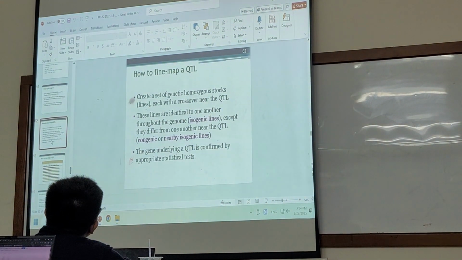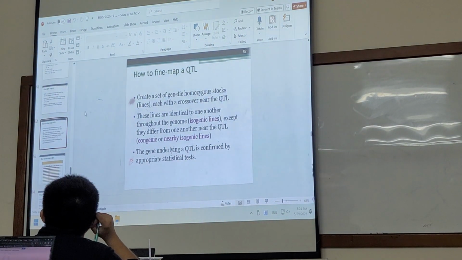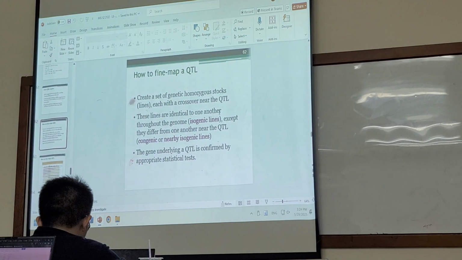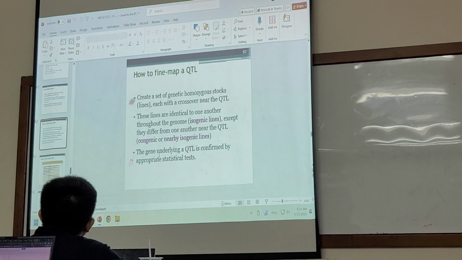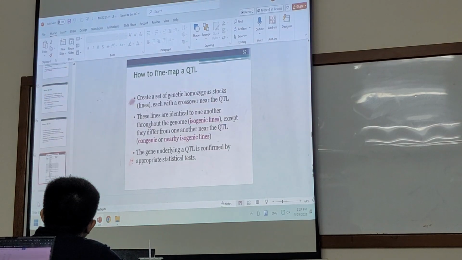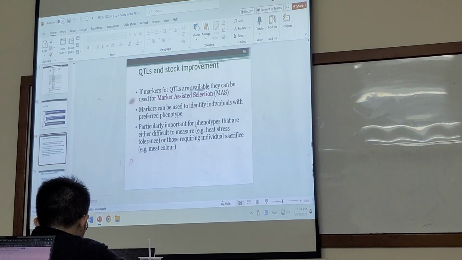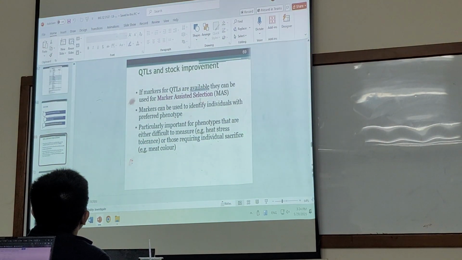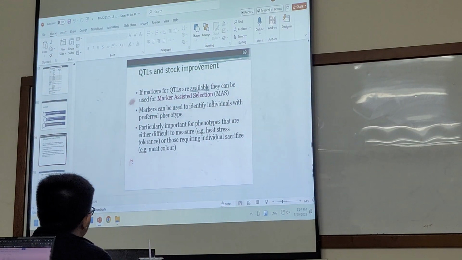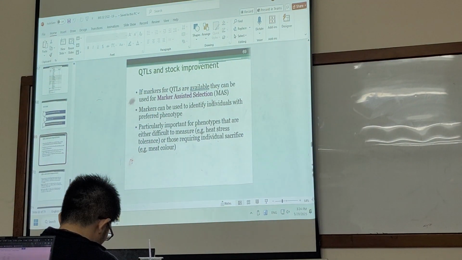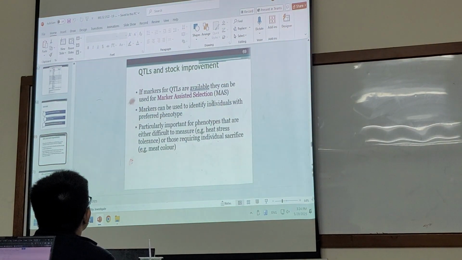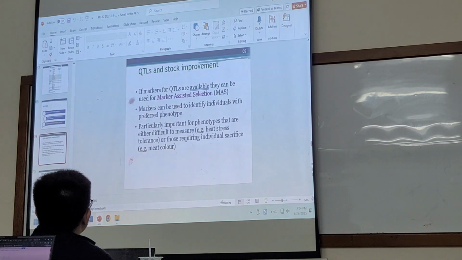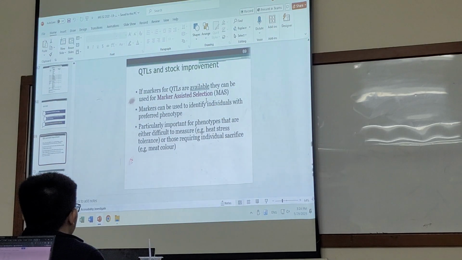This slide explains the isogenic line or congenic line, and the definition of isogenic lines and congenic lines. Marker assisted selection means we select an individual to be the parent based on the marker, not based on the phenotype. That means indirect selection, because we select based on the marker, not the phenotype.